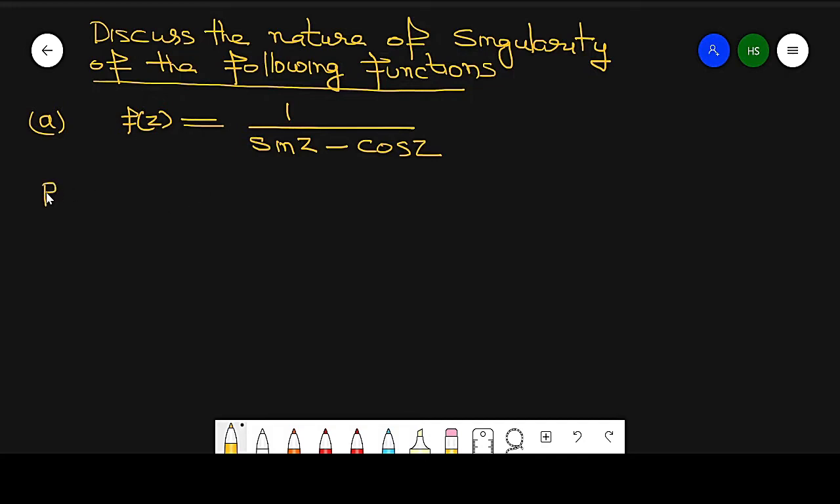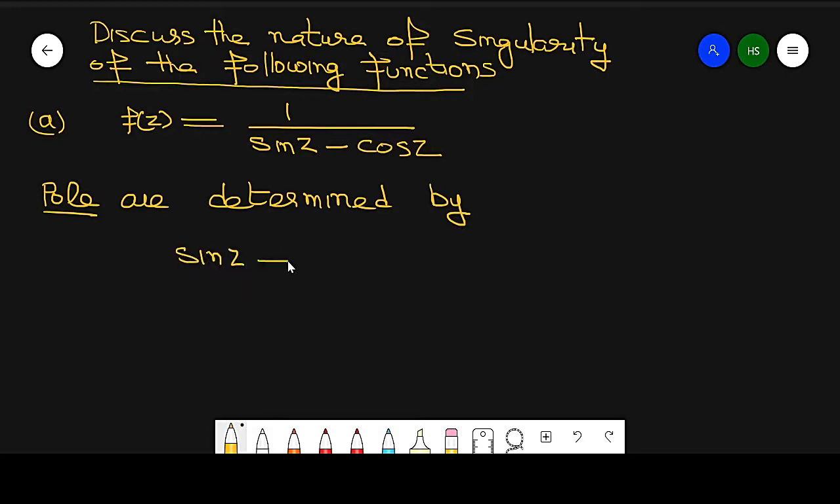So, poles are determined by sine of z minus cos of z is equal to 0. So it implies tan of z is equal to 1.